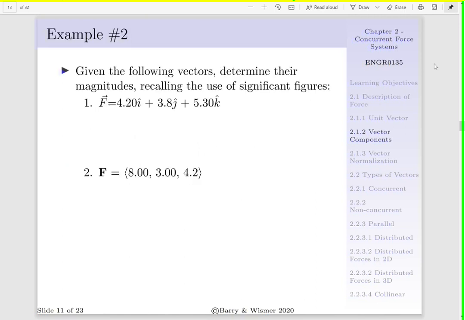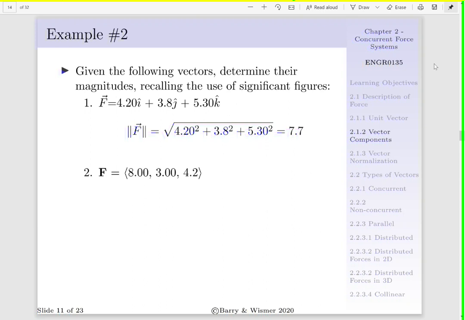In example 2, given our following vectors, let's determine the magnitudes. And we recall we are going to have to use significant figures. In our first example, we have a vector f, described as 4.20 i hat plus 3.8 j hat plus 5.30 k hat. To calculate the magnitude, we're going to have the square root of the quantity 4.20 squared plus 3.8 squared plus 5.30 squared.